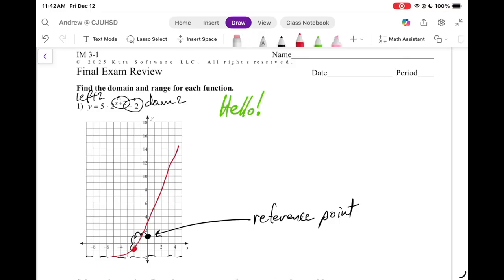So here's just a quick sketch of the graph. I'm not really using any points other than a reference point. So my domain is everything, and my range is going to go from -2 to infinity. And we're not including -2 in that, so that's why it has a parenthesis, not a bracket.